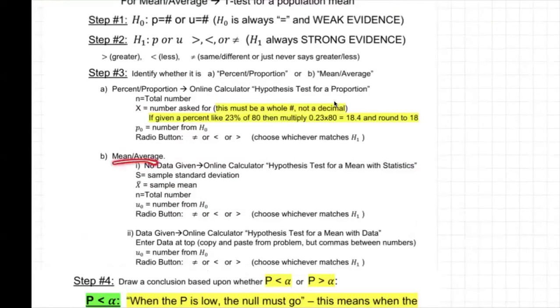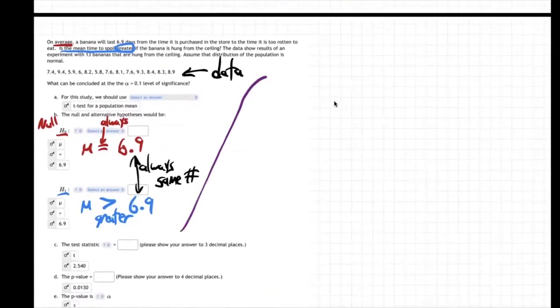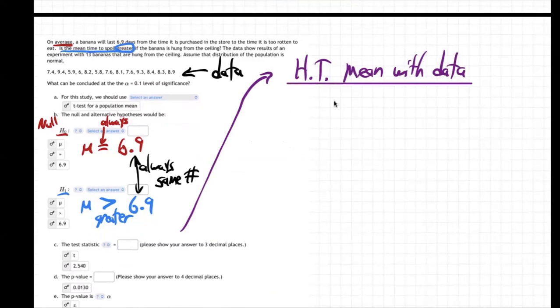If you have a mean average with data given, go to the online calculator, hypothesis test for a mean with data. So we'll go there. Hypothesis test, mean with data. So I'm going to go there.